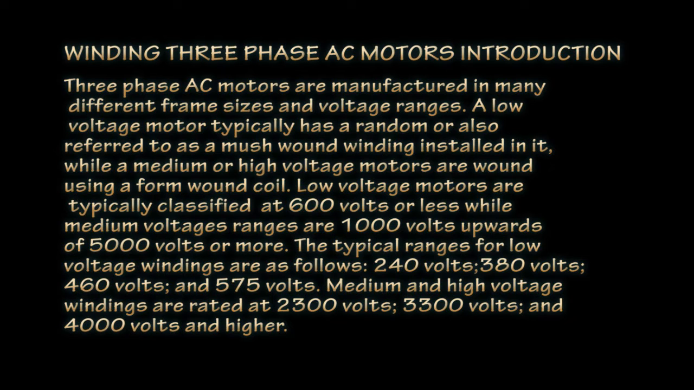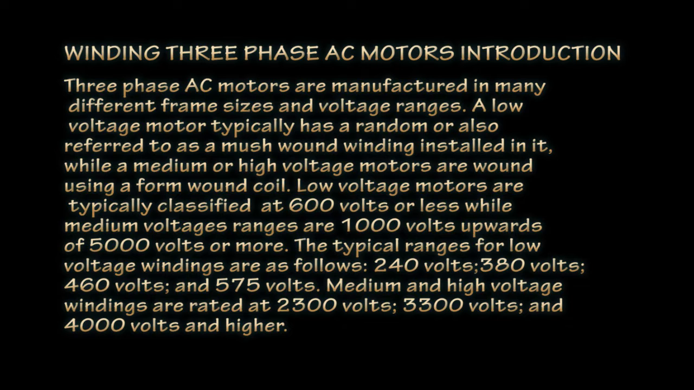Winding three-phase AC motors. Introduction. Three-phase AC motors are manufactured in many different frame sizes and voltage ranges. A low-voltage motor typically has a random, also referred to as a mush wound winding installed in it, while medium or high-voltage motors are wound using a form-wound coil.